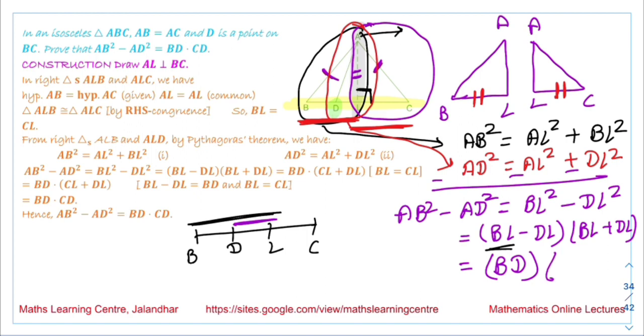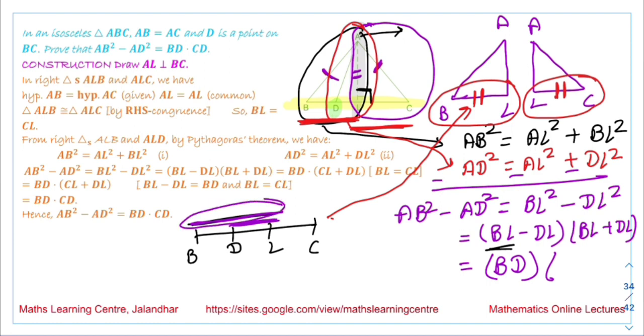Next we are talking about the length BL plus DL. Now what we have proved is that this length BL and LC are equal to each other. So what is the sum of these two lengths? That is DL. In place of BL we write LC, so this whole length will be DC.